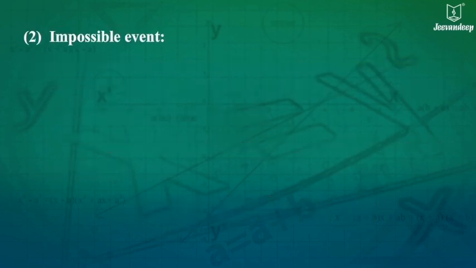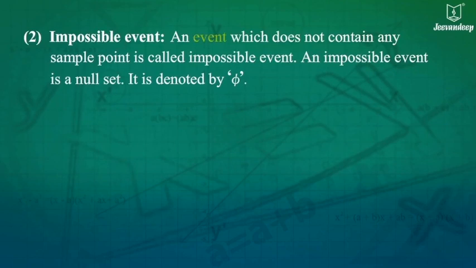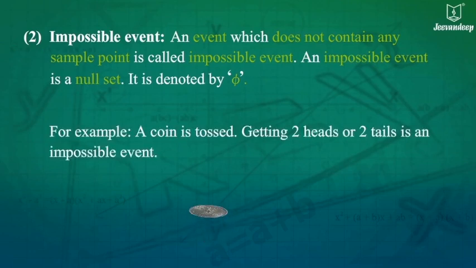Impossible event. An event which does not contain any sample point is called an impossible event. An impossible event is a null set. It is denoted by phi. Example: a coin is tossed. Getting 2 heads or 2 tails is an impossible event.